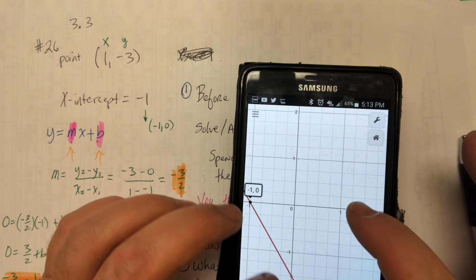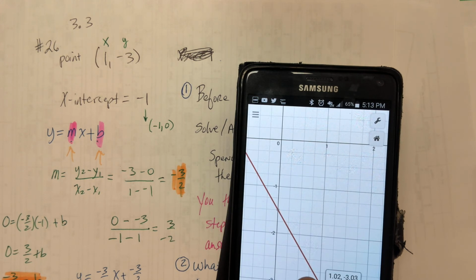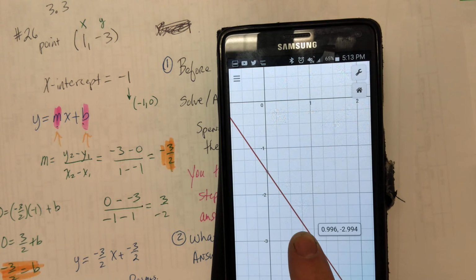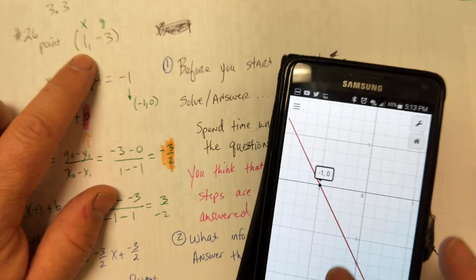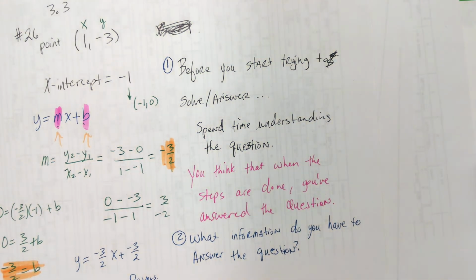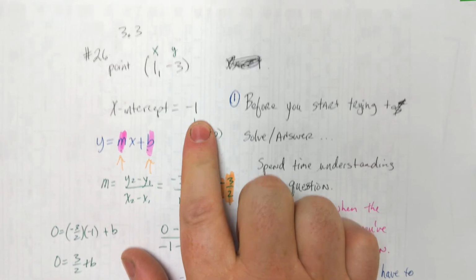Now I have to see if it goes through the point 1, negative 3. So let me zoom out. Can you guys see that? Oh, I went too far. There. So you see it does have 1, negative 3, no problem, which it gave us right here. And we saw a minute ago that it went through negative 1, 0. That's the x-intercept. So that's how I would use the app to confirm I got the right answer. I found the equation of the line that has that y-intercept and that point.